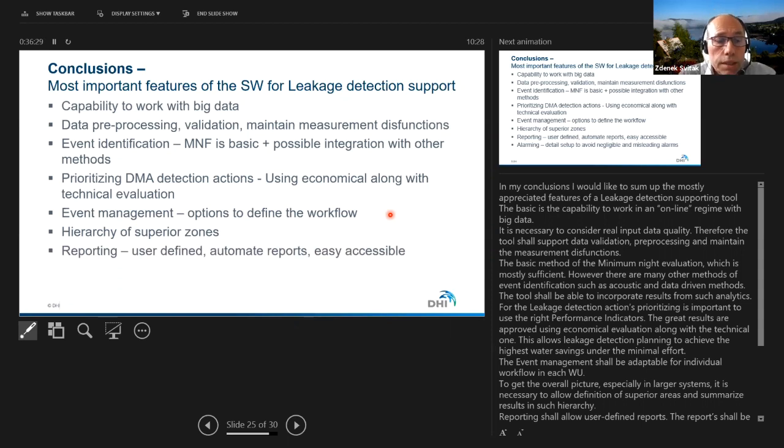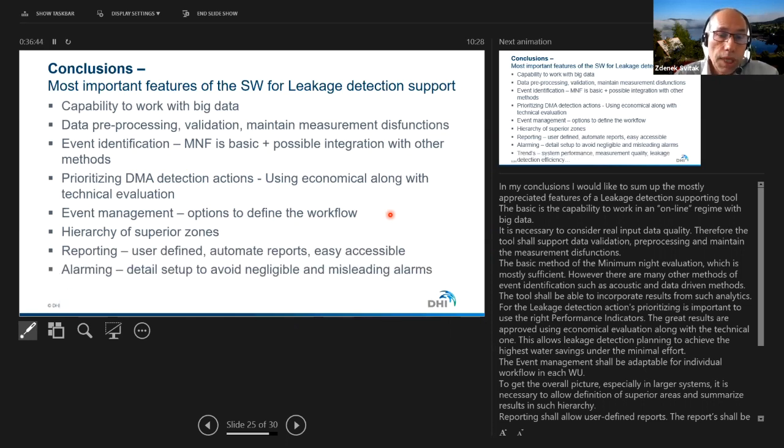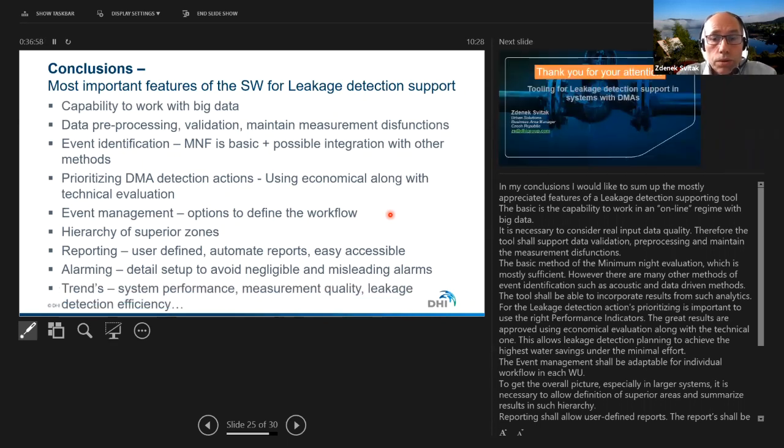The reporting shall be user defined. It shall allow automated reports as well as on demand reports, and reports shall be easily accessible. Regarding alarming, it's important to have a detailed setup to avoid negligible or misleading alarms. And I also discussed the importance of trends to show the overall system performance, measurement quality, leakage detection efficiency, etc., in some long-term period.